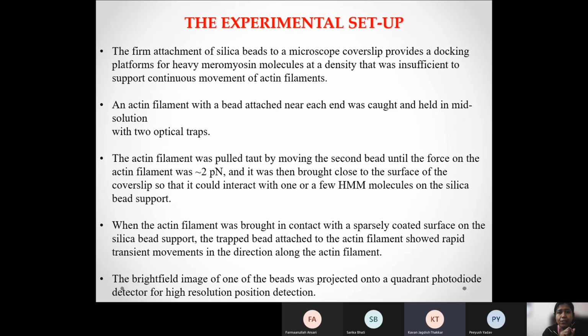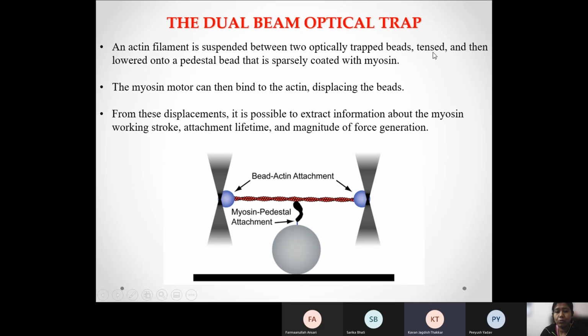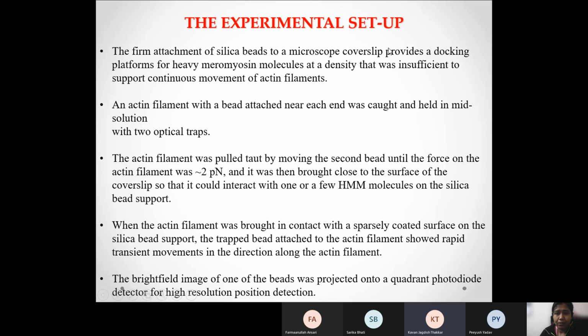Okay, so let's look a little bit at this experimental setup. So you have a firm attachment of silica beads to a microscope cover slip. So you have a cover slip and you have these beads attached to the cover slip. These beads, I'm not talking about these, but these beads. And what you can think of now is that you are trying to coat these beads with heavy meromyosin.